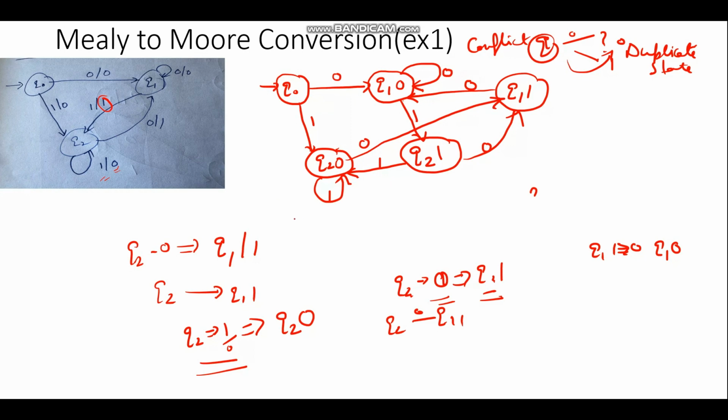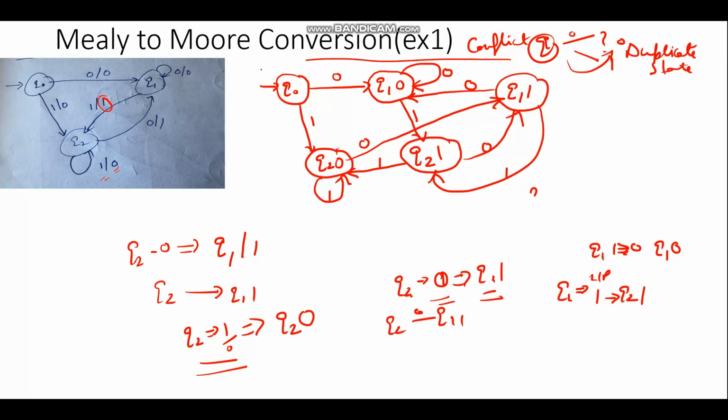Now for Q1 1 we will check when Q1 is given input 1, where it will go. When Q1 is given input 1, it is going to Q2. And what is the output in that case? Output is 1. It means it is going to Q2 1. So from Q1 1 we will draw an edge to Q2 1 with input 1, and the output is 1 in this case.